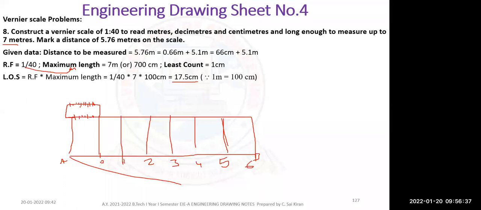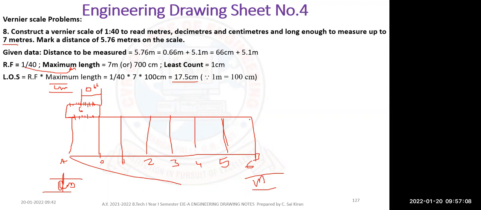And the 6th part. Suppose this is my 6th part. I need to highlight my 6th part, and this distance is 0.66. So this is my meters. This is my centimeter. This is my decimeter, and this is my centimeter. So from this centimeter, I have to highlight 66 centimeters, and from the main scale I have to highlight 5.1.